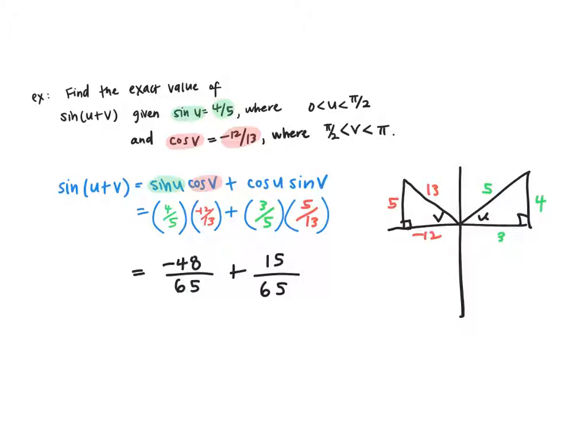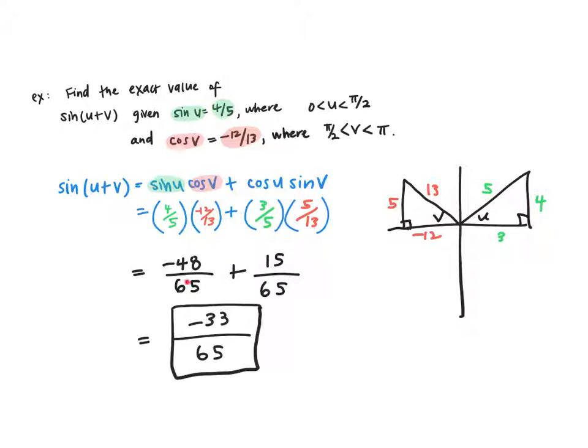And here, these are like terms, so I do need to combine them. I have a common denominator of 65. And then we have to figure out what negative 48 plus 15 is. And that is going to be negative 33. So your final answer is negative 33 over 65.